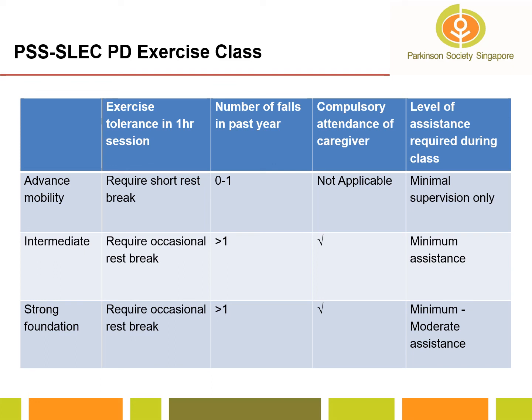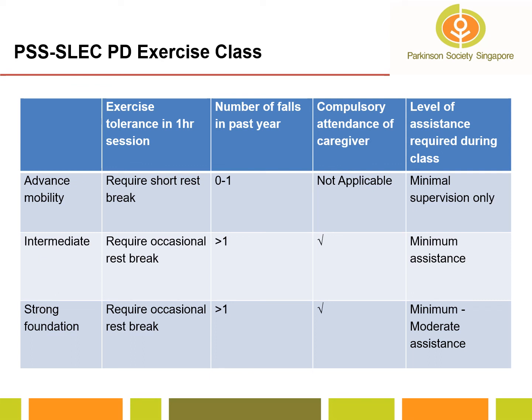For intermediate level, we are looking at their exercise tolerance being not as good as advanced mobility. They only require occasional rest breaks. They may be falling a little bit more often, more than once a year, okay, and they require a caregiver during the class to watch over them, to help them a little, and they may require minimal assist during the exercise class.